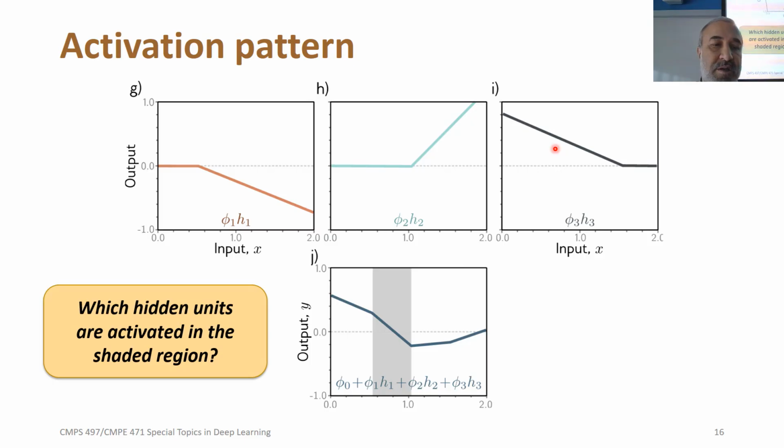So I think we already answered which hidden units are activated in the shaded region. No one asked me where's the network here. We call it a neural network. Where's the neural and where's the network?